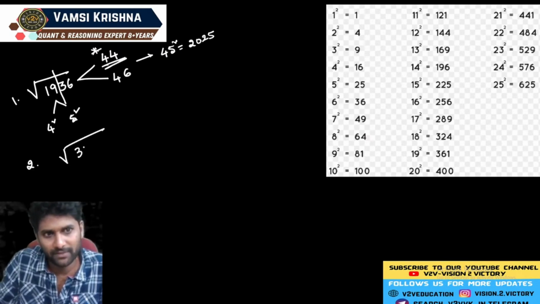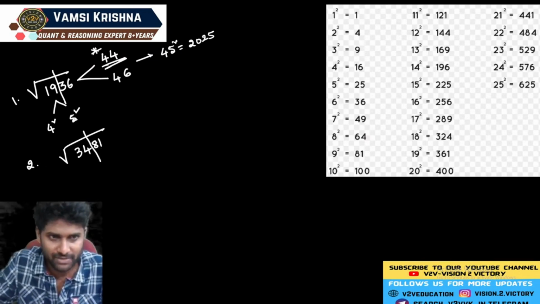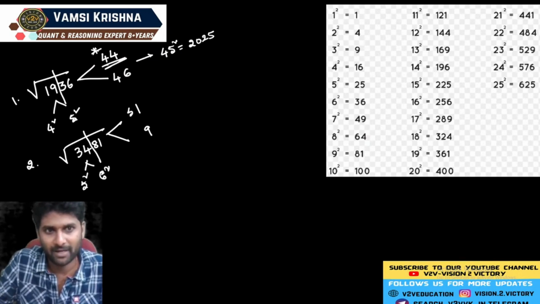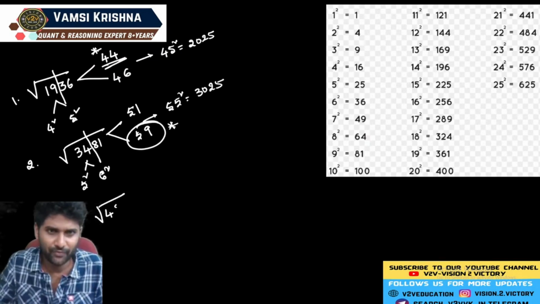Square root of 3481. Now see, Nana, 34. Last two digits are 81, so you can see 1 or 9. 34 lies between 5 square and 6 square. Minimum value is 51 and 59. So 55 square, you already know that it's 3025. So 3481 is more than that number. Your answer is 59. This is easy for you.